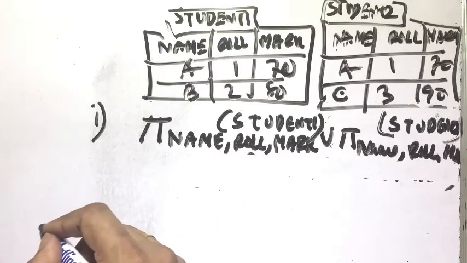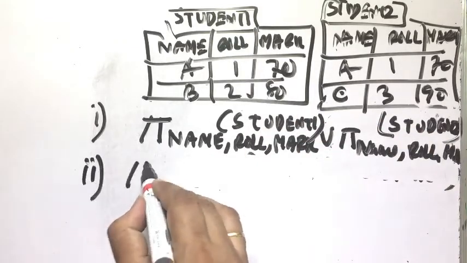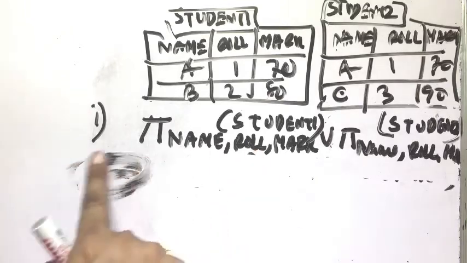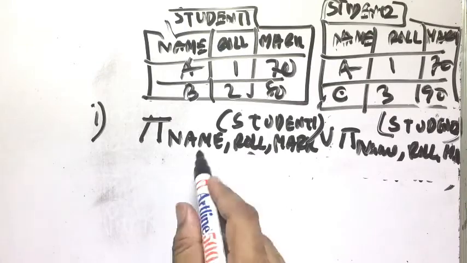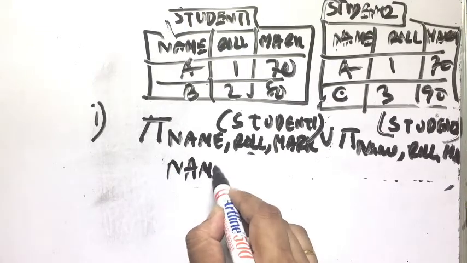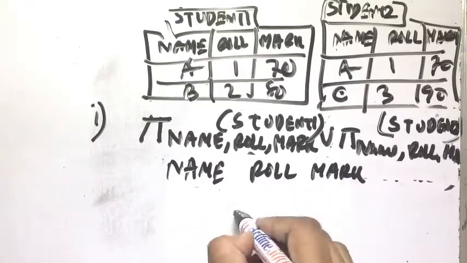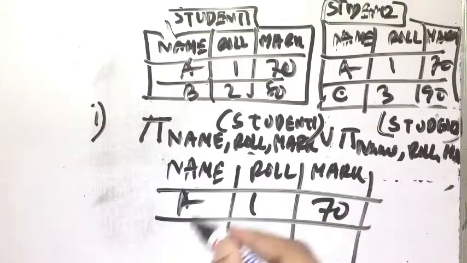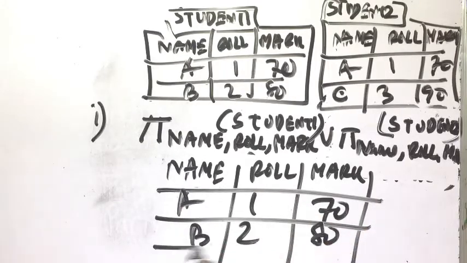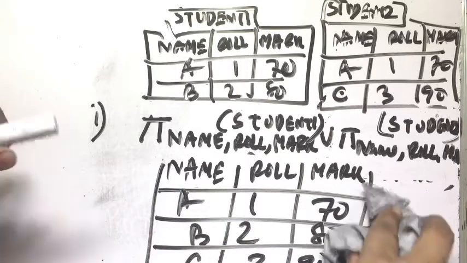Next one, suppose I want to display intersection between these two tables, then we can use this pi. First, the union operation will display name, roll, mark. After performing the union operation, it will display A170 because this is common, B280 in the first table, C390 in the second table. So it will display all the tuples that are in both tables.